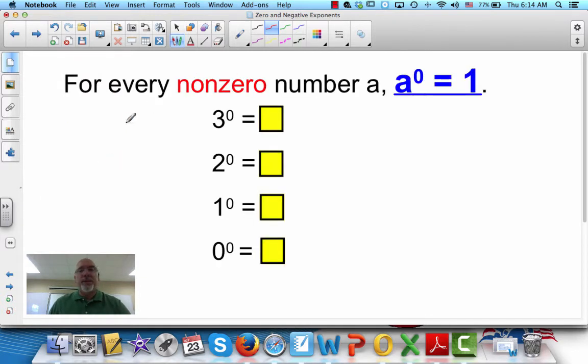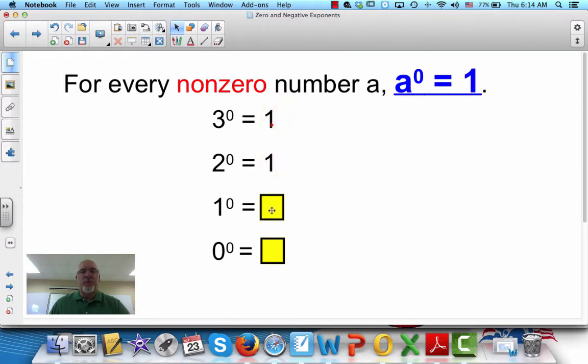That'll work with anything, by the way. If you did it with 4s, you would divide by 4 each time. If you did it with 5, you would divide by 5s each time. All right, for every non-zero number, a to the 0 is equal to 1. So 3 to the 0 is equal to 1. 2 to the 0 is equal to 1. 1 to the 0 is equal to 1.